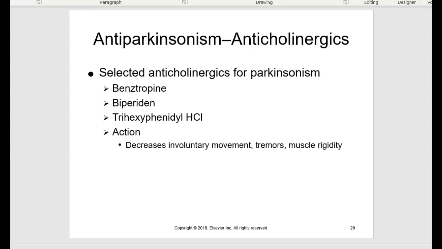Before we get to that, we're going to talk about benztropine. This top medication listed there, that's the only anti-Parkinson anticholinergic drug I want you to know about. So benztropine is our prototype anti-Parkinsonism anticholinergic, and it's used to treat Parkinson's disease. It works as an anticholinergic to decrease involuntary movement, tremors, and muscle rigidity that are seen in our Parkinson's patients.